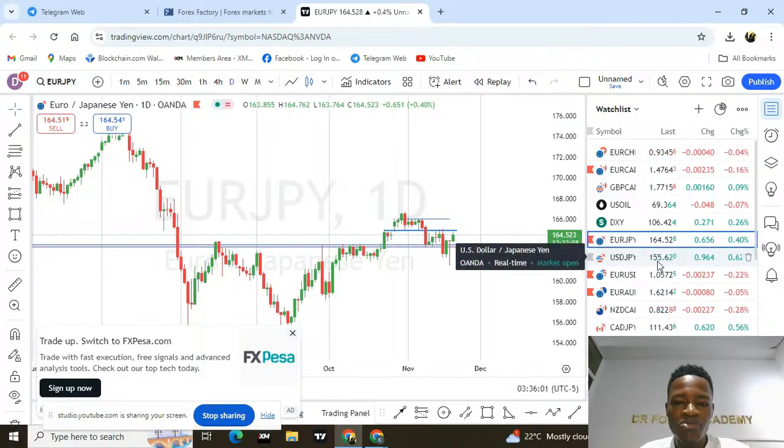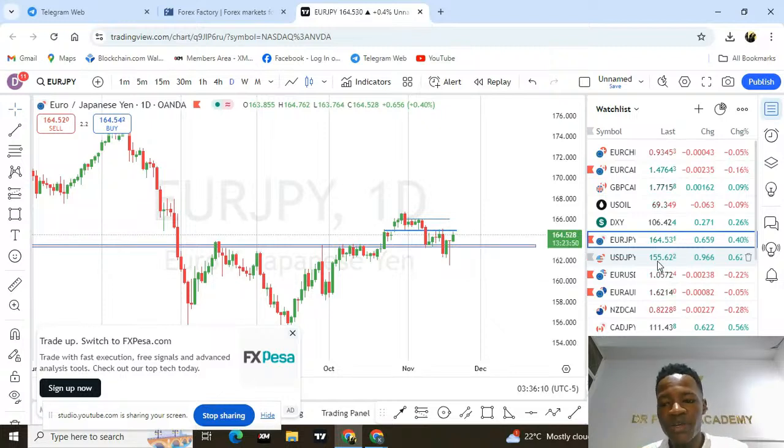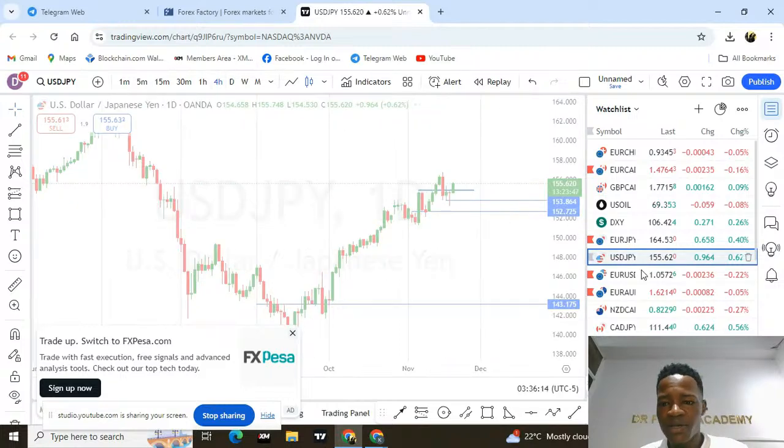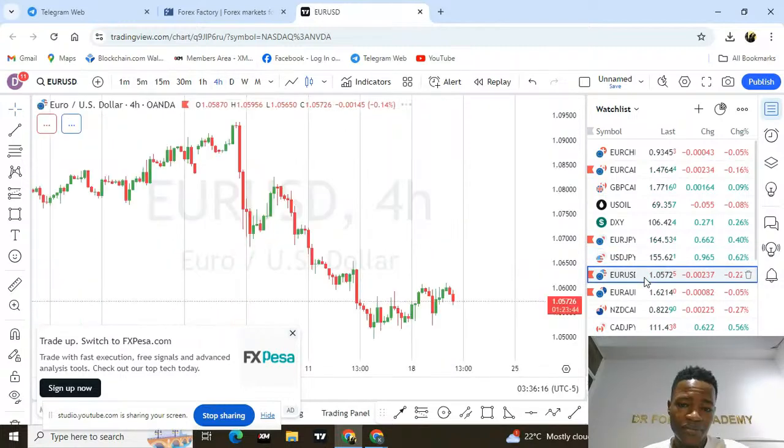I know GBP JPY and GBP CAD, they are my pairs. Today I have GBP CAD, but I don't have GBP JPY because the whole bias on the market, I don't have the clear direction of the market. So leave alone the USD JPYs and all those. Let's go to Euro USD.